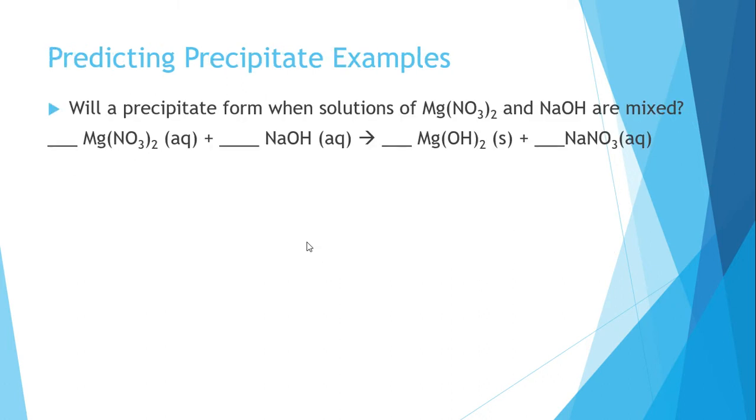So let's actually look at the example that we gave yesterday. When we did this yesterday, it says, will a precipitate form when magnesium nitrate and sodium hydroxide are mixed? So what we did was we made the products, magnesium hydroxide and sodium nitrate, and we saw that magnesium hydroxide is a solid, and this one is an aqueous solution. Now that you've done this, if there is a solid, we're allowed to make a net ionic equation. There has to be a solid.